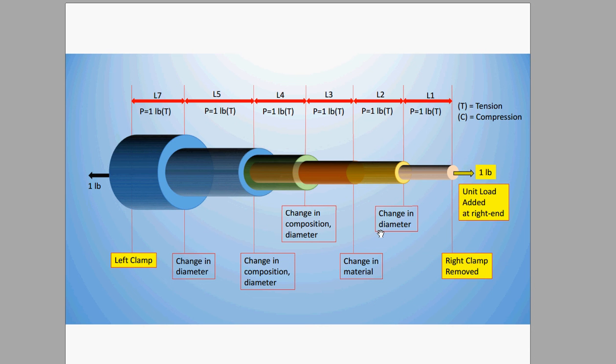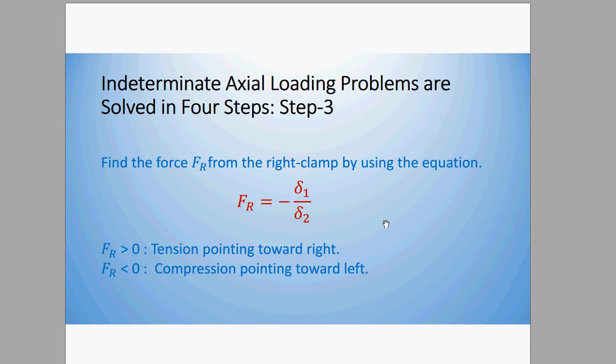Now once you have both of those elongations, then you can use this equation here, where this finds the force of the right clamp. So FR equals negative delta 1 over delta 2, where the first one is the elongation with the right clamp removed, and the second one is from having all of the loads removed and using the unit force.